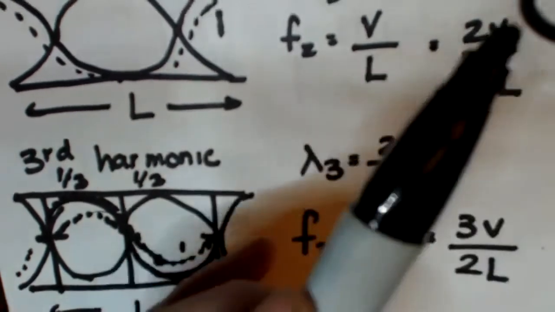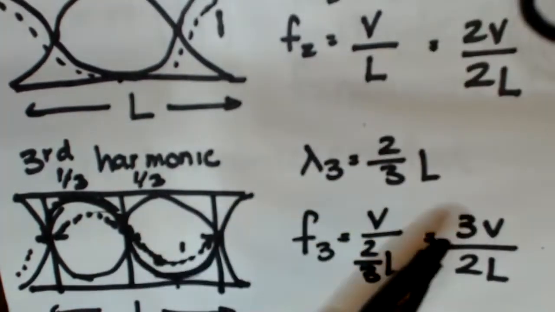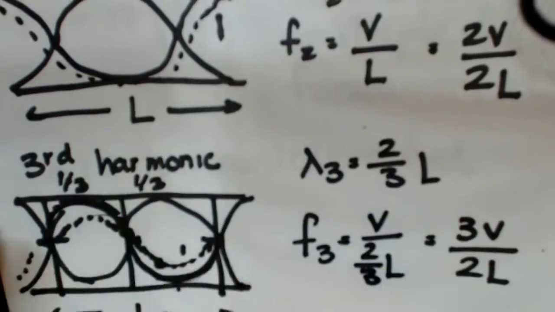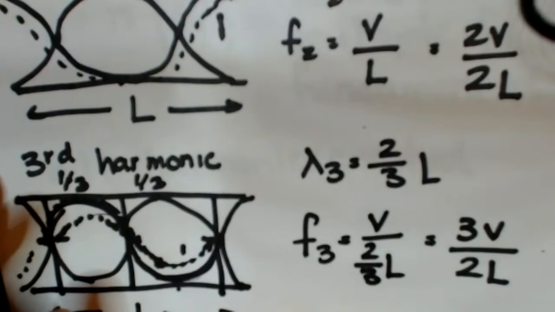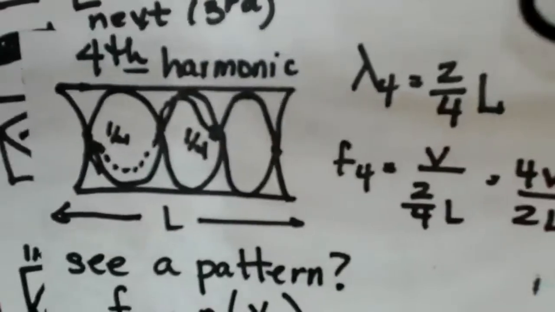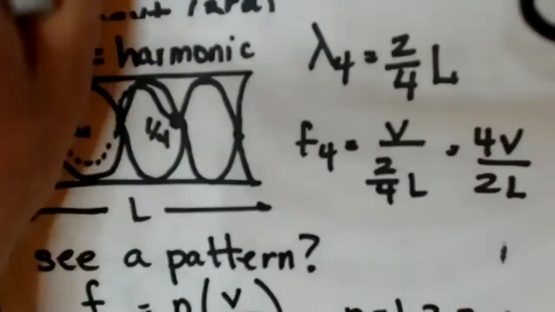Can you see why I did that there? 2V, 3V. Okay, so I've got a reason for putting that 2 in there. So 3V over 2L there. I'm going to do one more just to see if there really is a pattern. And there is.